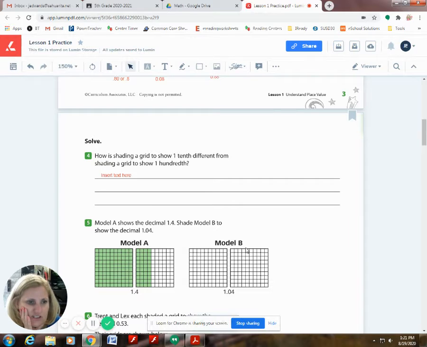So when we're answering this one, it says, how is shading a grid to show 1/10 different than showing a grid to show 1/100th? The difference is that you would have to divide 100 into 10 pieces, which is just basically a row. So you would shade in one row versus one square. One square would be a 100th and one row would be a 10th. That's all you have to write.